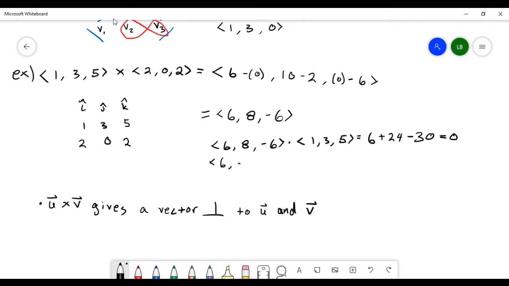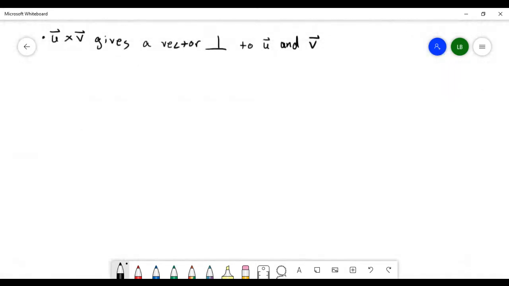Then we can again check with the second vector. We get 12 plus 8 times 0 is 0, plus negative 6 times 2 gives us negative 12, and we get 0 again. So you can see that this resultant vector is perpendicular to both of the previous vectors. Handily, this is also a way you can make sure that you did the cross product correctly, because the dot product is really easy and quick to compute. If you get a vector that's perpendicular to both your starting vectors, you probably did it correctly. With me so far?